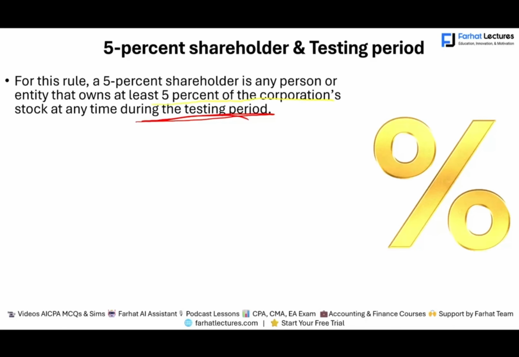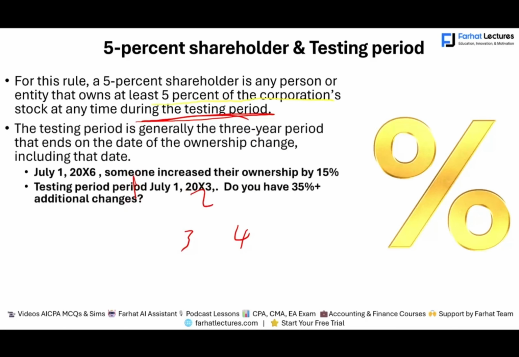Now, what is the testing period? So if you own 1%, 2%, 3%, 4%, you're not really counted. But during the testing period, we have to look at what happened to your ownership once it exceeds 5%. The testing period is generally the 3-year period that ends on the date of the ownership change. This includes that date. Let's take a look at this example to start this illustration.